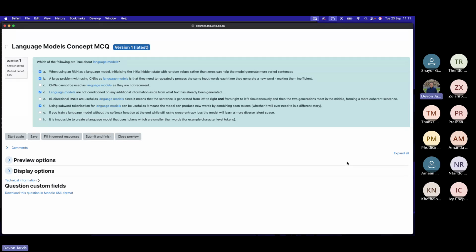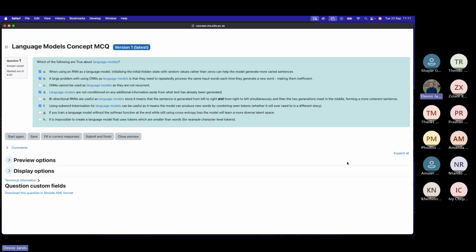Then, a large problem with using CNNs as language models is that they need to repeatedly process the same input words each time they generate a new word, making them inefficient. That is just true. You just have to keep rerunning the same convolutions over and over. Then, CNNs cannot be used as language models as they are not recurrent. That's obviously false. They can generate new words. It's the same as doing text classification, just over your dictionary size. It just sucks because you have to redo the convolution.